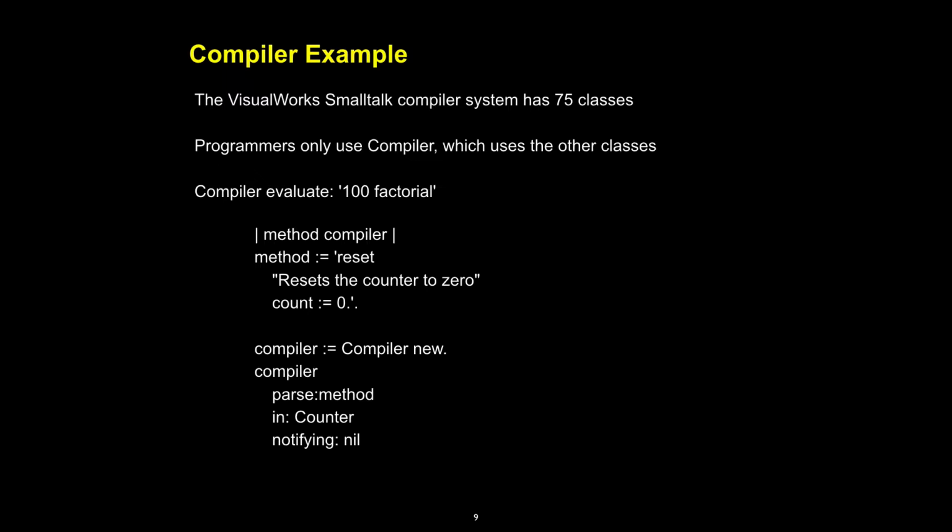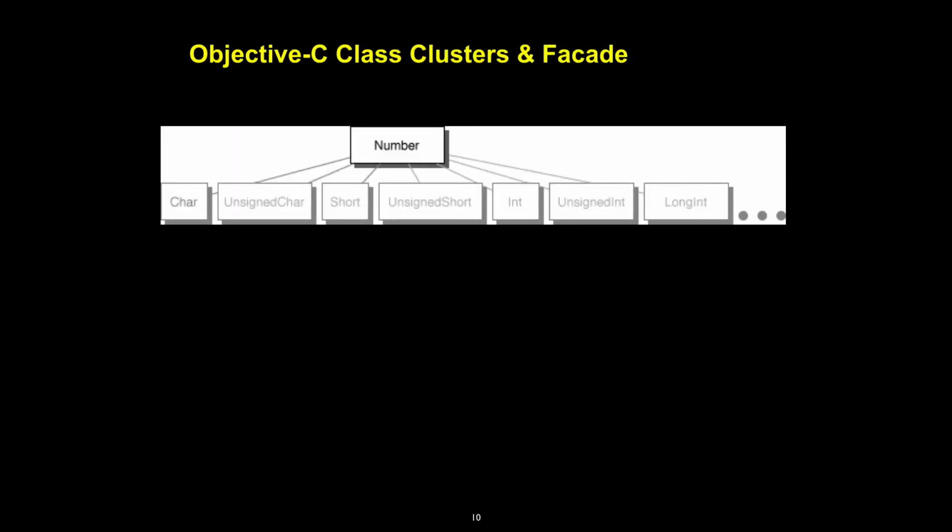Another example, a smaller example, Objective-C. They've got a number class, and there's different subclasses of number, right? There's char and unsigned char and a bunch of them, right? But they hide that from the programmer. And actually, the documentation doesn't even show that. It just shows a number class.